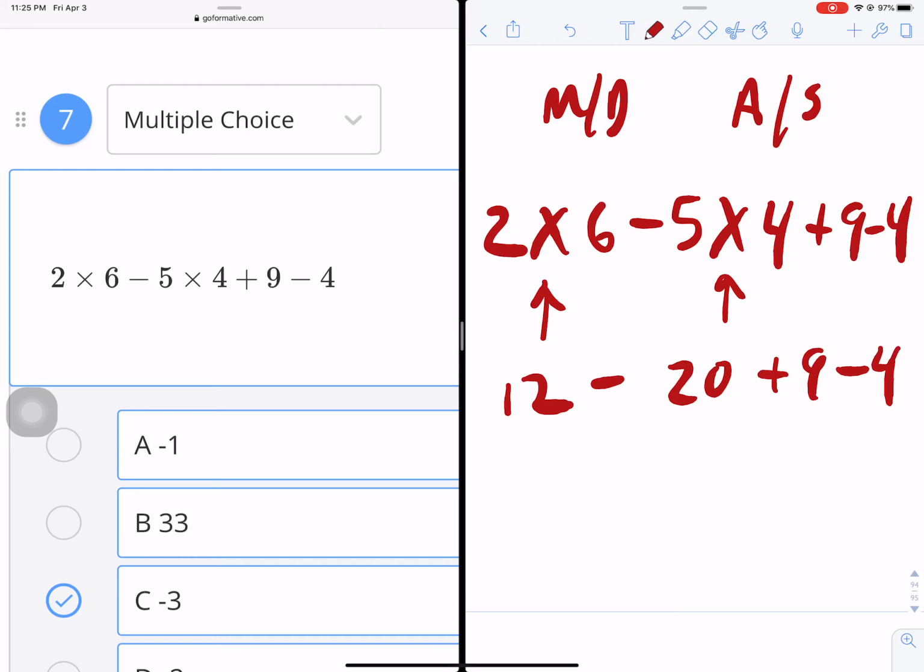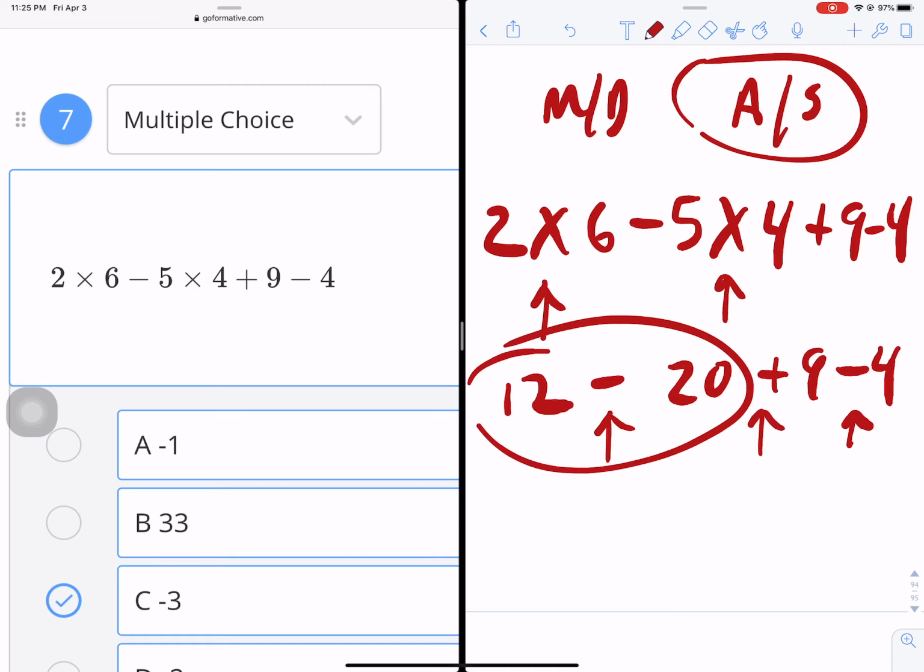Now what do you see? Subtraction, addition, subtraction. But those are on the same level, right? So you have to do whichever one comes first. This one comes first. 12 minus 20. People do not like 12 minus 20 because it gets you a negative number. It's going to be -8. But don't be afraid of that. Just write it down.